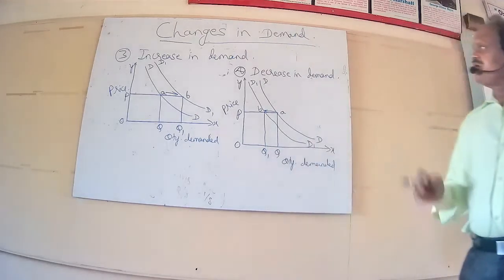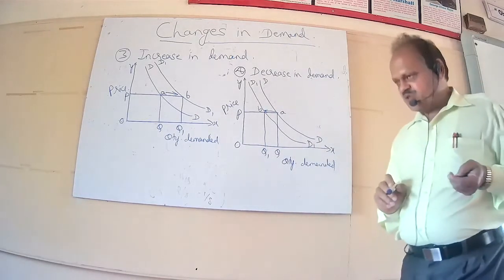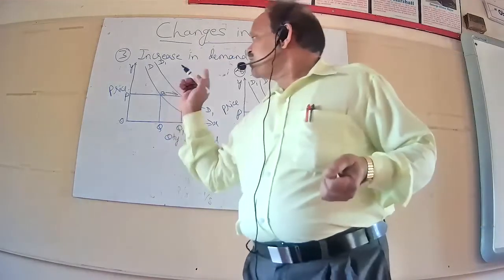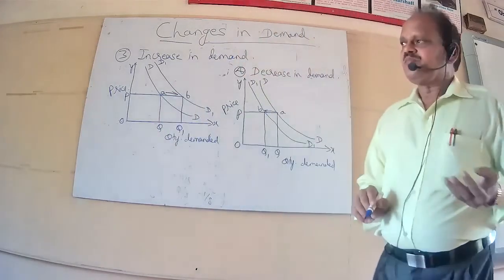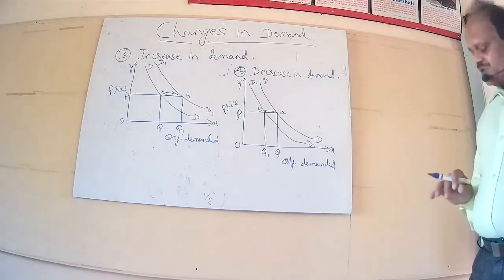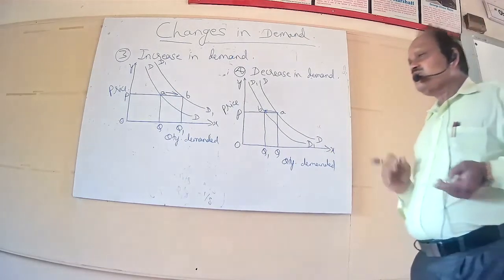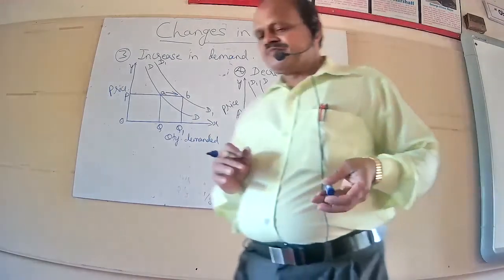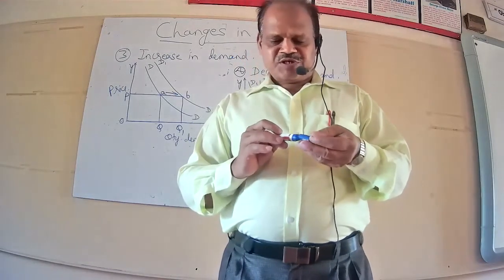So these are the different changes in demand: expansion and contraction, increase and decrease in demand. Based on different factors determining demand, we can classify or notice these four changes in demand. Okay, with this, I'm concluding.